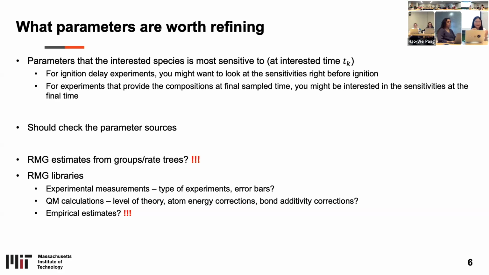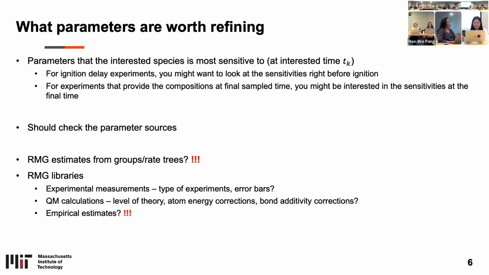So once you have the sensitivity analysis information, you should recheck the parameter sources. These are all possible parameter sources in RMG. It could be RMG estimates from group trees, and in this case, you want to refine those parameters. It could be from RMG libraries.